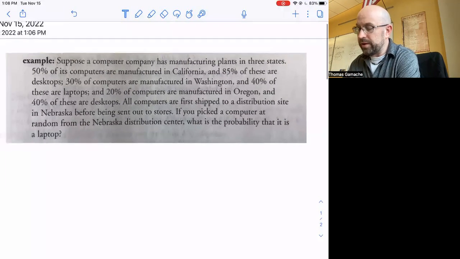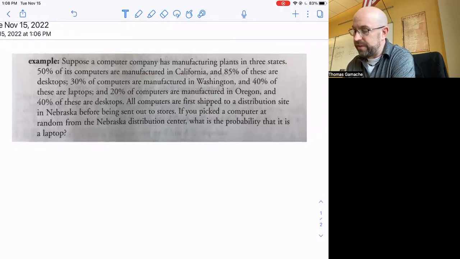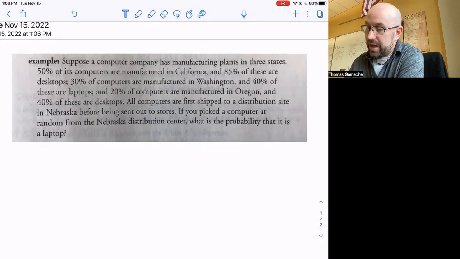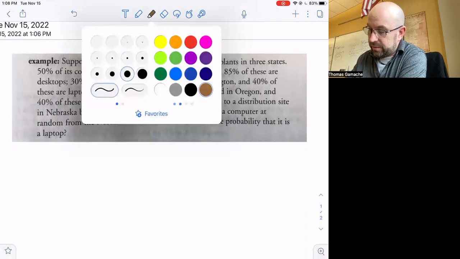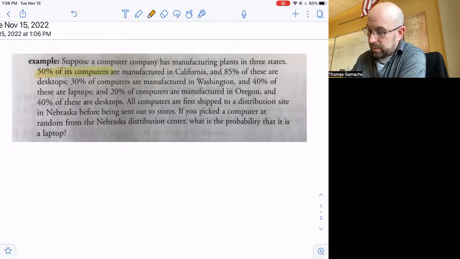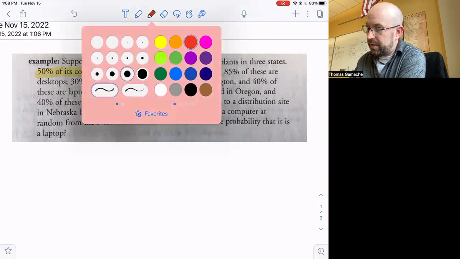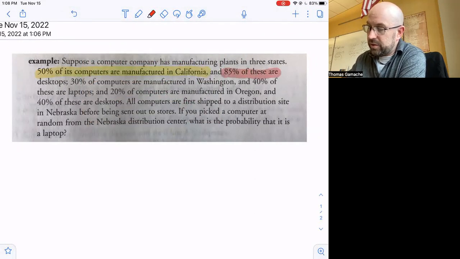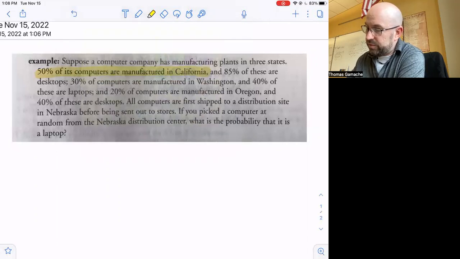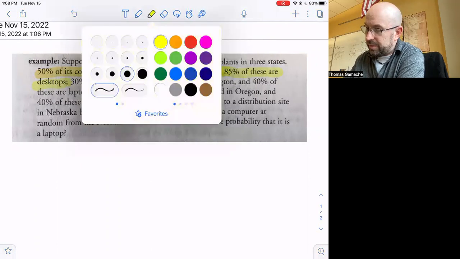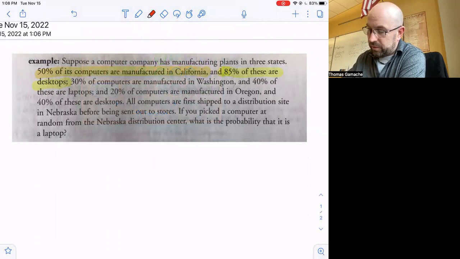So we're looking at a problem where it says, suppose a computer company has manufacturing plants in 3 states. 50% of the computers are manufactured in California. I'm going to highlight some stuff here. And then 85% of these are desktops. I'm going to keep it the same color because I'm dealing exclusively with California. So 30% of computers are made in Washington and 40% are laptops.